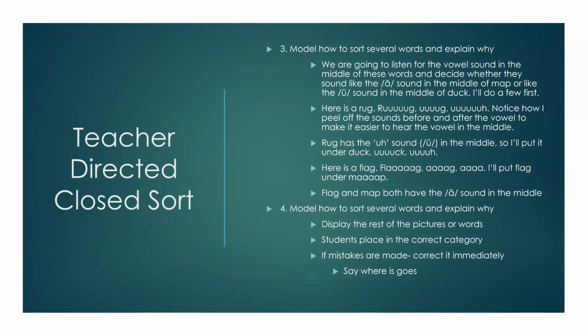And then here is rug, rug, ugh. Notice how I peel off the sounds before and after the vowel to make it easier to hear the vowel in the middle. So these are the things that the teacher would be saying and doing. In step 4, you would then model how to sort several words and explain why. And you're going to display the rest of the pictures or words, and students are going to put them in the category. And then if a mistake is made, you correct it immediately and tell them where it goes.